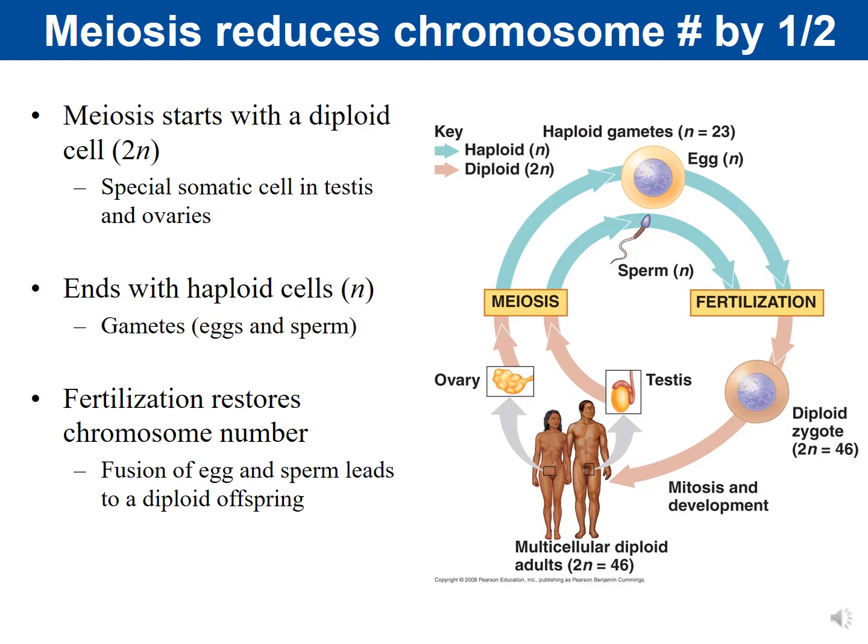So single-celled organisms can reproduce by asexual reproduction. Mitosis is again also used for growth and development, as well as repair of tissues. Meiosis has a different purpose. Meiosis is used for sexual reproduction, and it's used to reduce chromosome number in half, so that when gametes come back together, we restore diploid number.